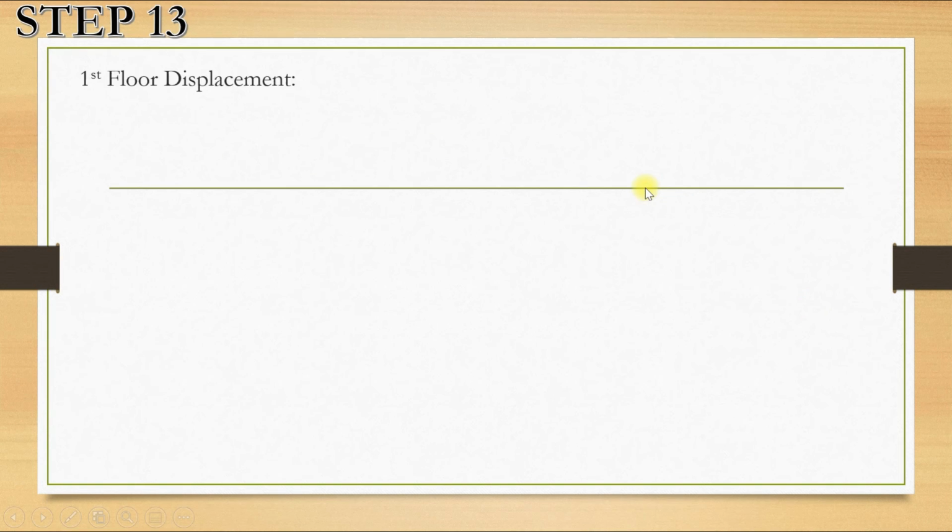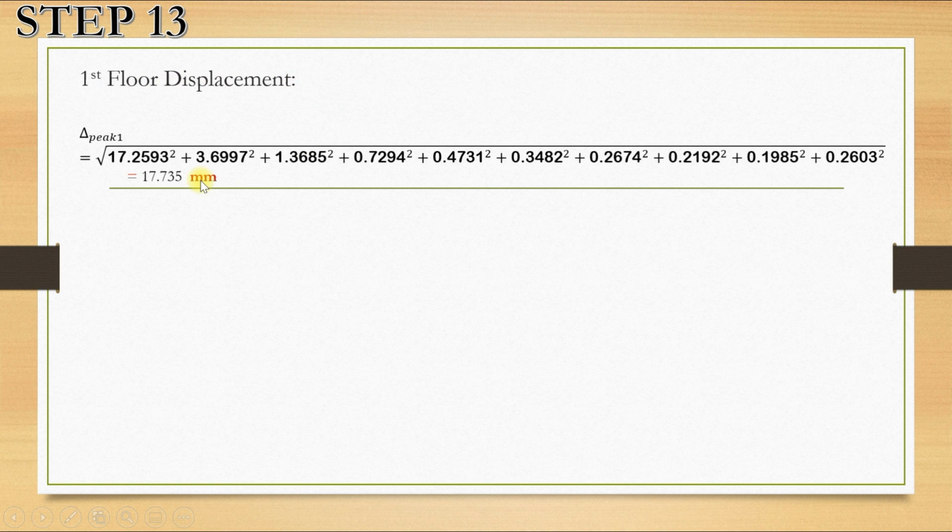Gagamitin natin. So, para makompute natin yung first floor displacement, i-square root natin yung sum ng squares ng kada delta, delta ng every mode. So, halimbawa, dito sa delta peak 1 natin, square root ng sum ng each mode. Ito yung sa mode 1, mode 2, 3, 4, 5, 6, 7, 8, 9, 10. So, ang result ay 17.35 mm.